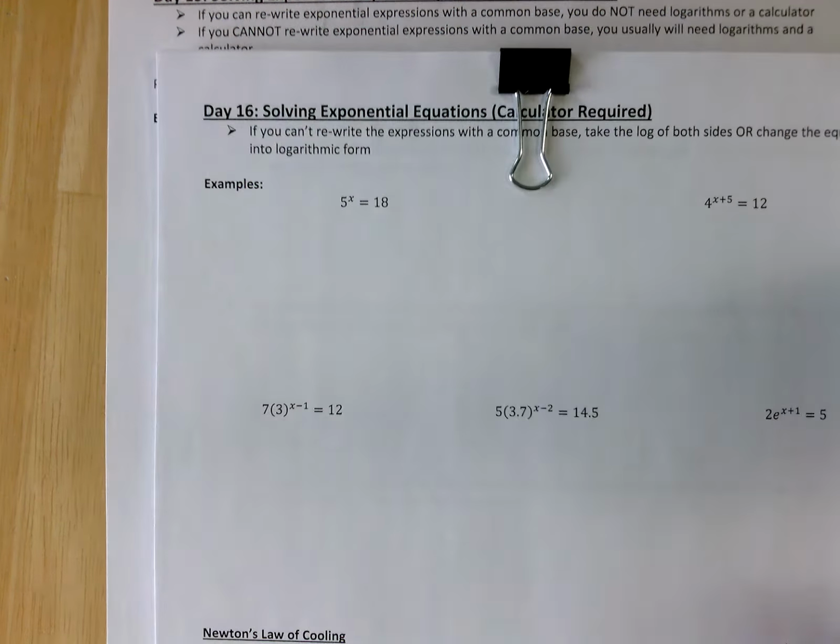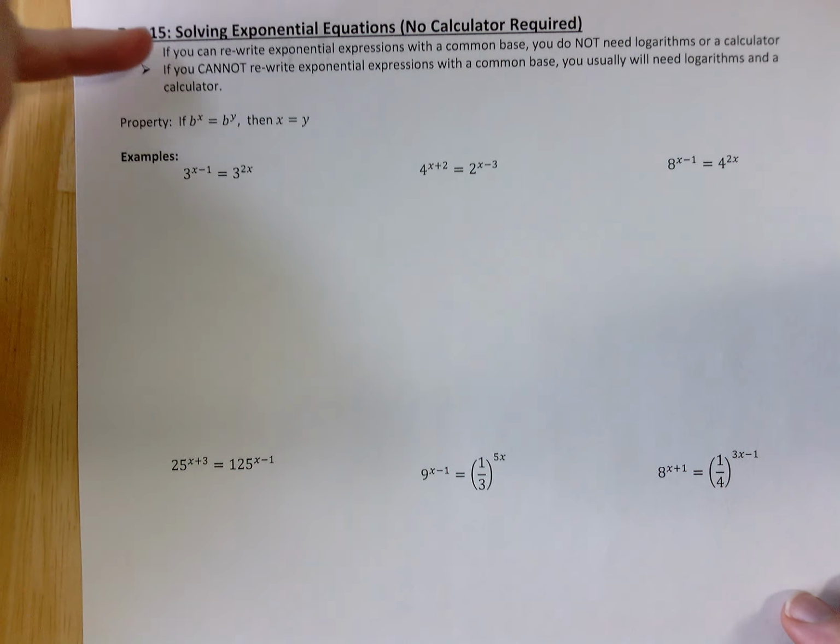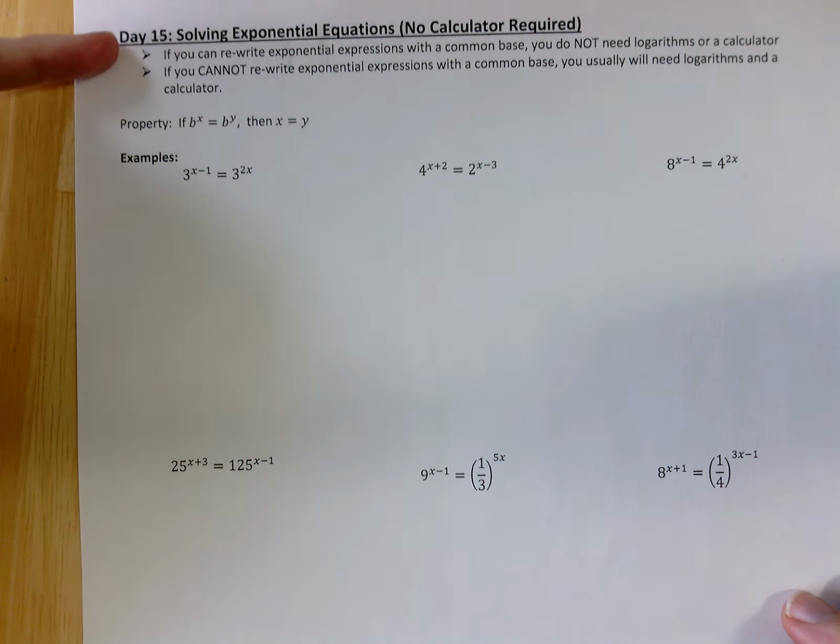Versus when you look at these guys, 5 and 18, you can't write those as the same base number, right? 4 and 12, 4 is a power of 2, but 12 is not. Okay, so that is the difference between the two types. If you can rewrite them as the same base, way easier to solve than if you have to do it the other way with the calculator. Okay, so if you can rewrite exponential expressions with a common base, you don't need logarithms or a calculator to solve. Okay, if you can't do that, that's when you need logs and a calculator.